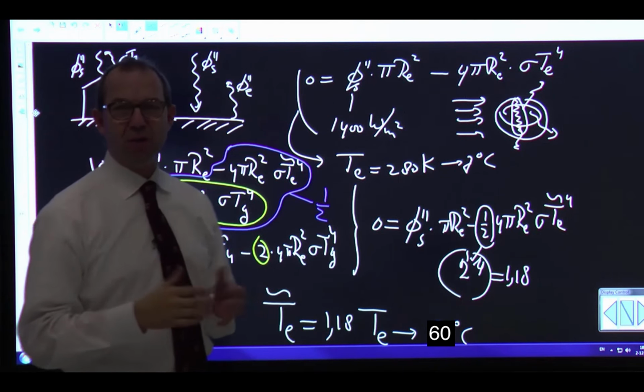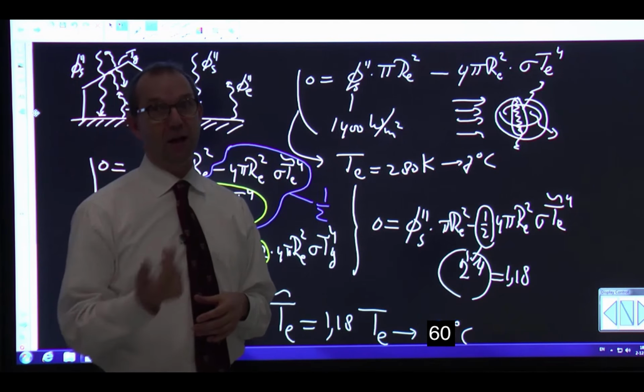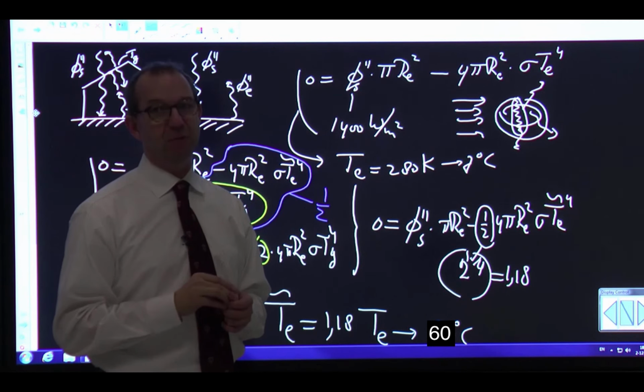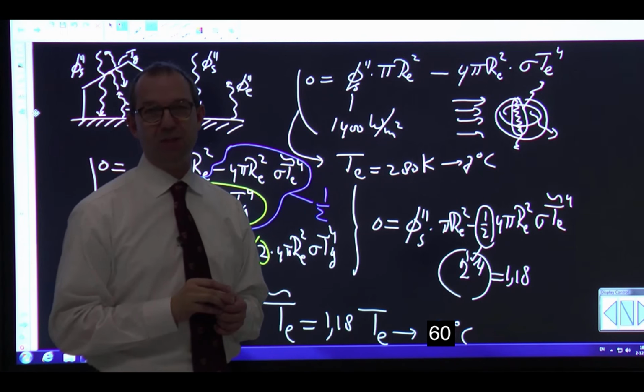The atmosphere does so always, luckily, otherwise it would be very cold on the Earth. But we are playing a dangerous game with our greenhouse effect and the greenhouse gases.